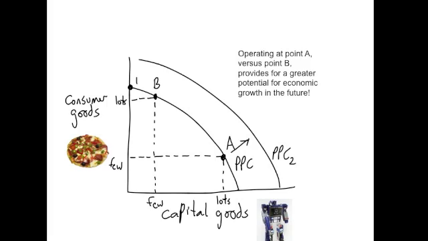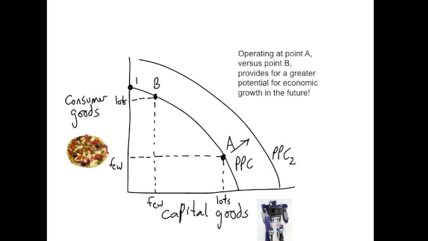This is a production possibilities curve that is showing consumer goods, like the goods that we purchase for our households and for our ultimate personal use, to capital goods, those goods that are made to aid in the production of other goods. And assume that this economy is starting off at the first production possibilities curve. It will make a difference for this country's future economic growth, whether they operate at point A on the curve or point B on the curve.